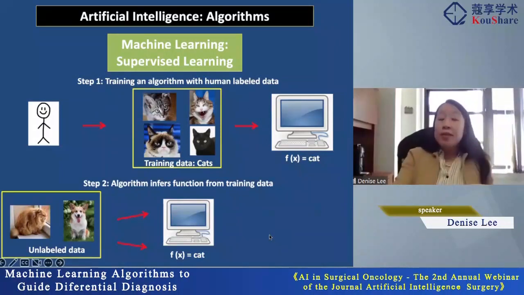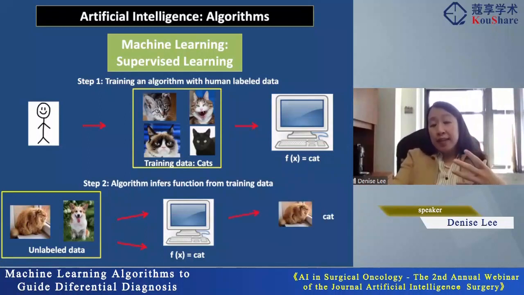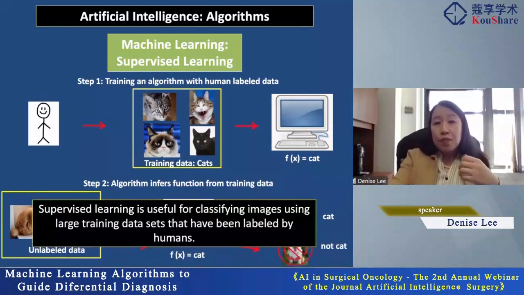So we take the unlabeled data, and we use the algorithm that was already trained on all this human-labeled data, and that's able to further help us to discriminate and differentiate between cat versus essentially not a cat. Supervised learning is very useful because it helps us to classify images using very large training data sets that have already been labeled by human beings.